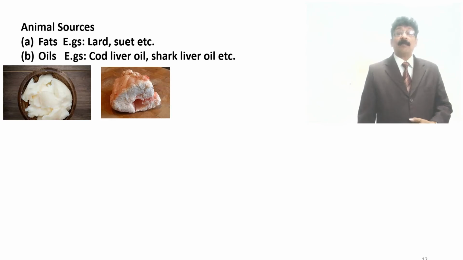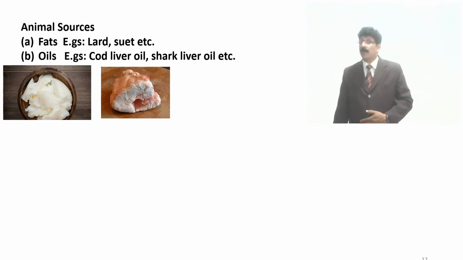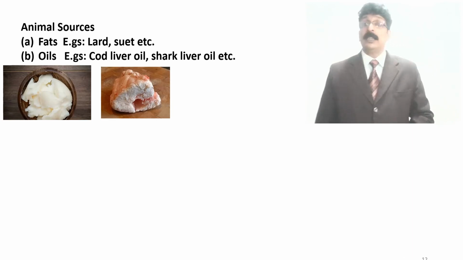Oils from animals, for example, cod liver oil and shark liver oil, are very common. They are used for A and D capsules, which we have pharmaceutically, and are more useful.